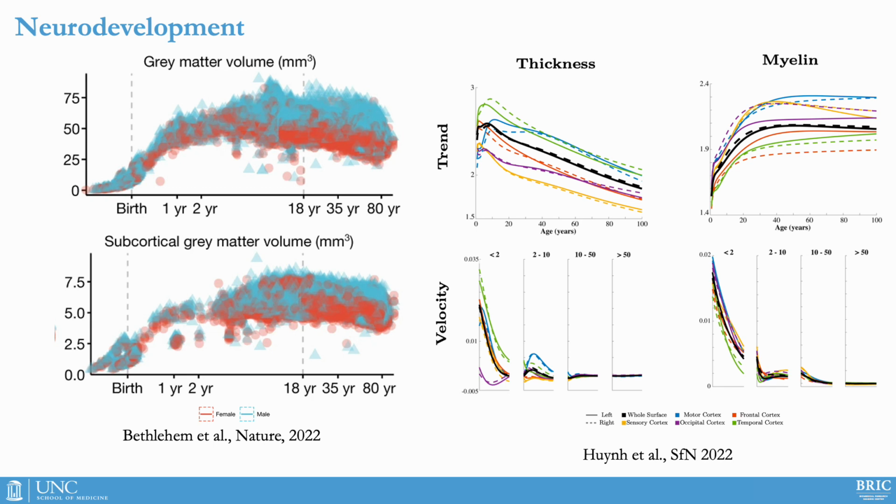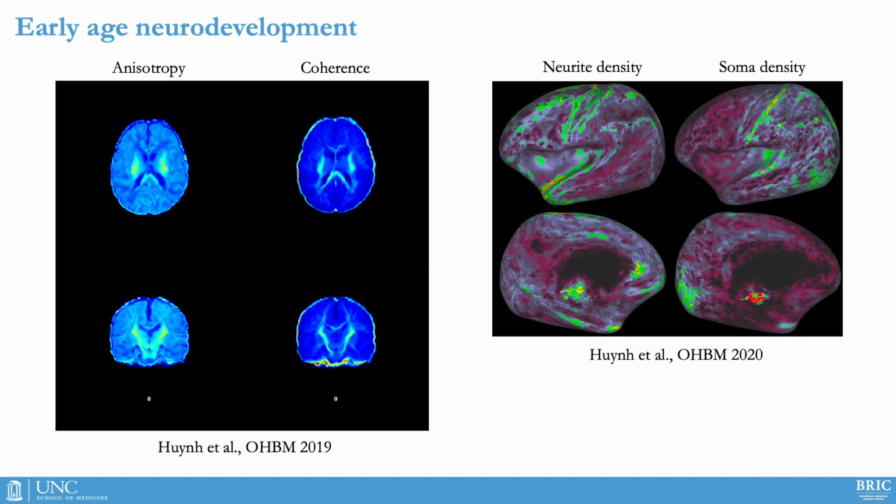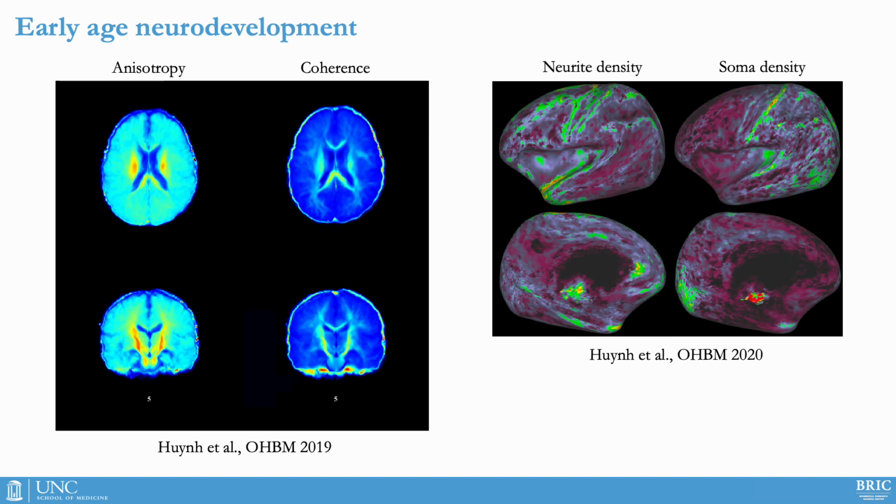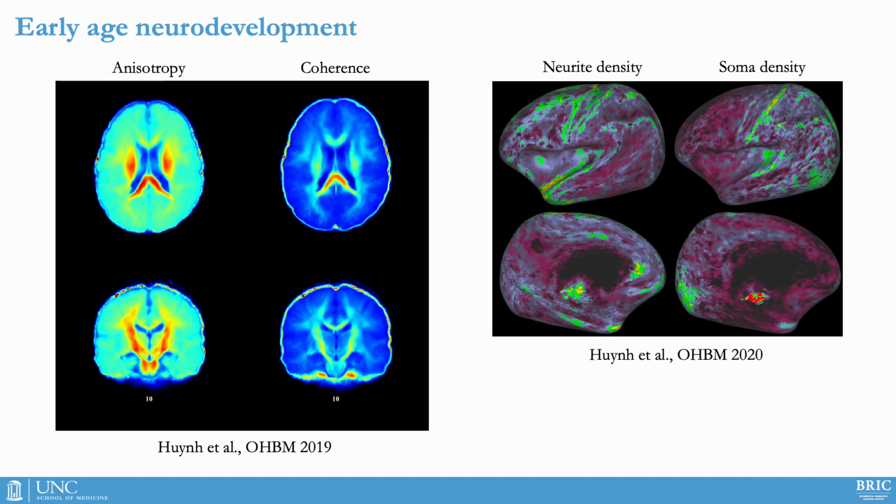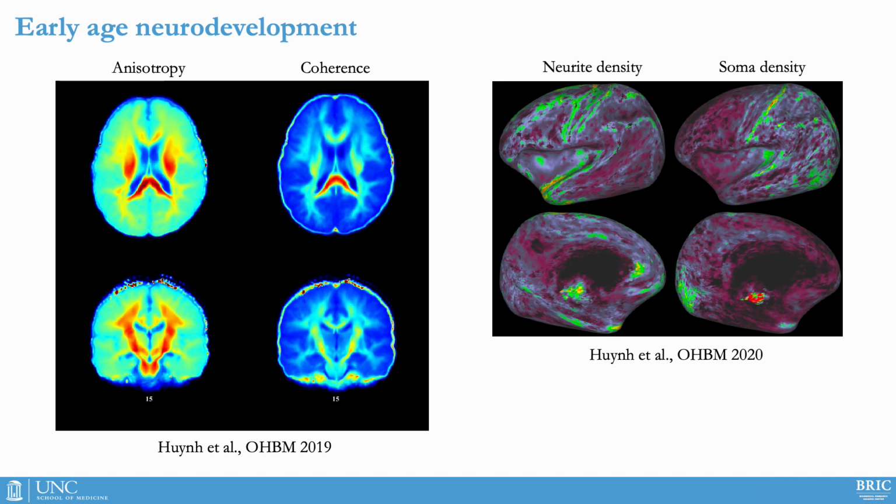This suggests that early age is a very critical period of neurodevelopment, where there are a lot of actions going on in the brain, including neurogenesis, axonogenesis, and synaptic pruning. By charting the brain changes during this early age period, we can see how the brain develops.